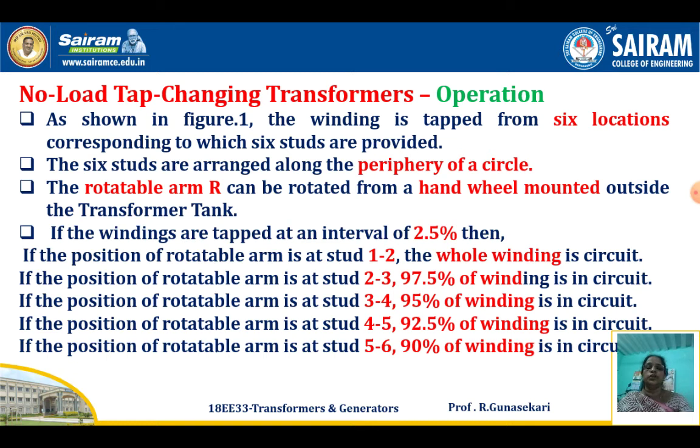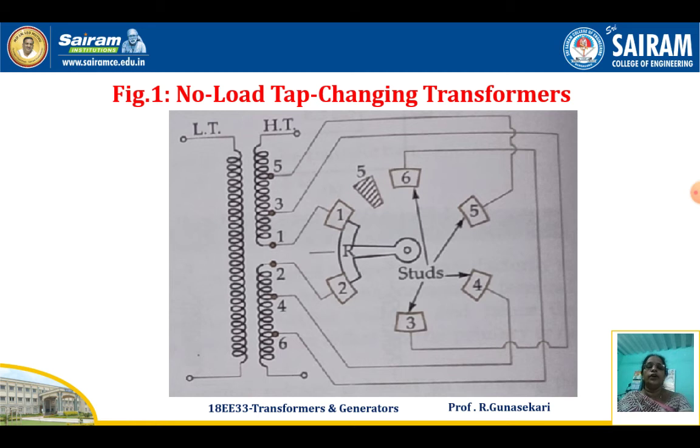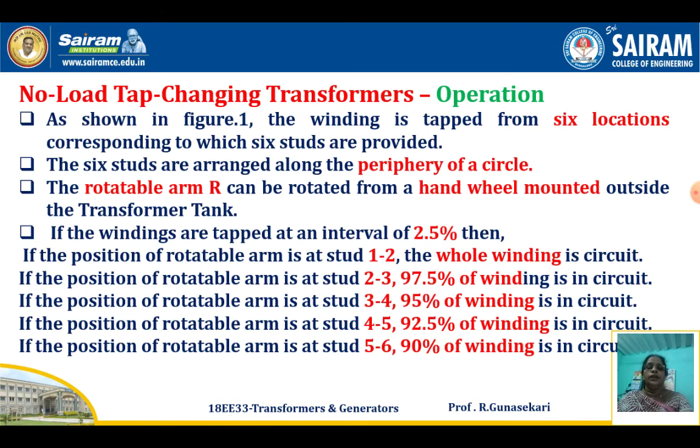Similarly, the position of the rotatable arm R is at stud 5 to 6, means 5 and then 6. So 92.5 minus 2.5, therefore 90% of the winding is in circuit. The 6 studs are arranged along the periphery of a circle, and we are assuming the windings are tapped at an interval of 2.5%.